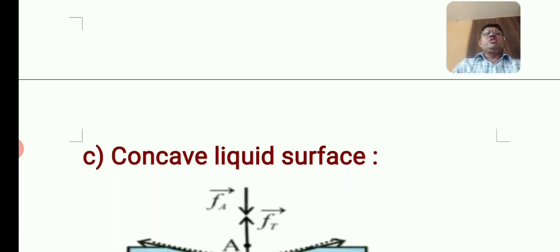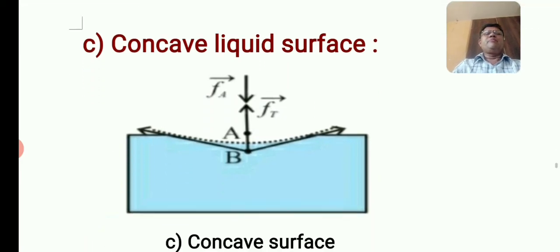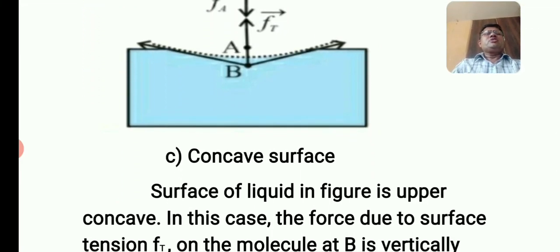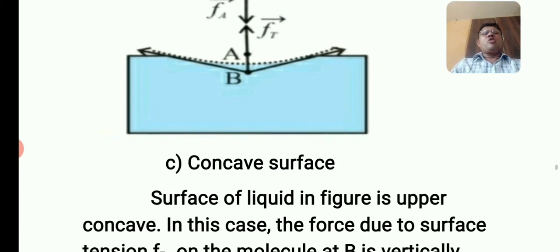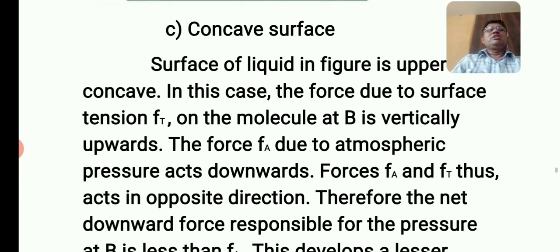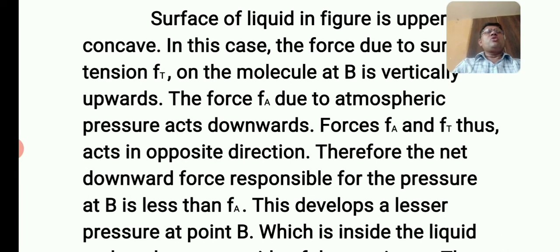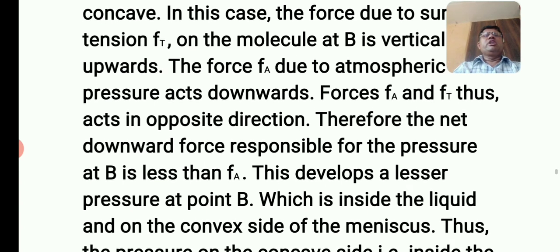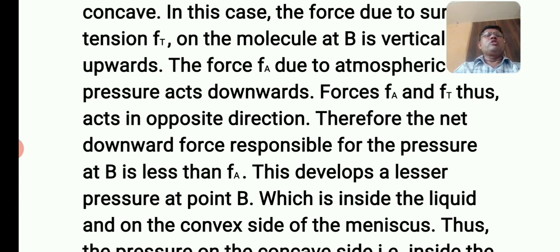Third case, that is C, concave liquid surface. See the figure. The surface of the liquid in the figure is upward concave. In this case, the force due to surface tension Ft on the molecule at B is vertically upwards. The force Fa, due to atmospheric pressure, acts downwards. Forces Fa and Ft thus act in opposite directions. Therefore, the net downward force responsible for the pressure at B is less than Fa.